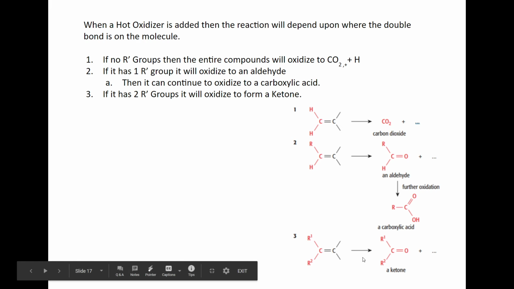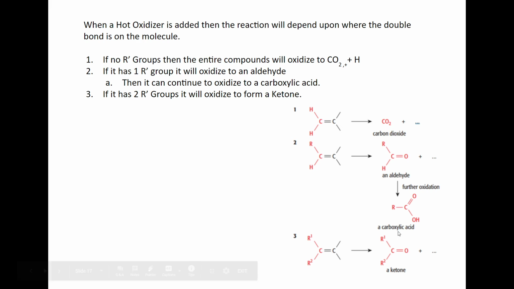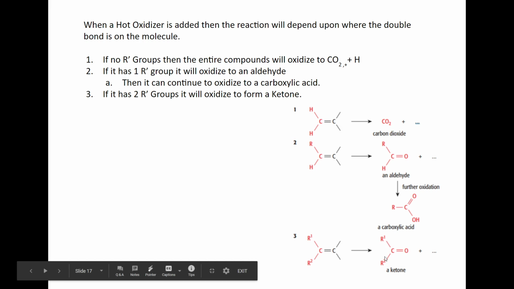The next case is if it has two R groups, it's going to go ahead and oxidize to a ketone. And the ketone is because it oxidizes that oxygen there, and then it's still connected to both of the R groups right next to it.